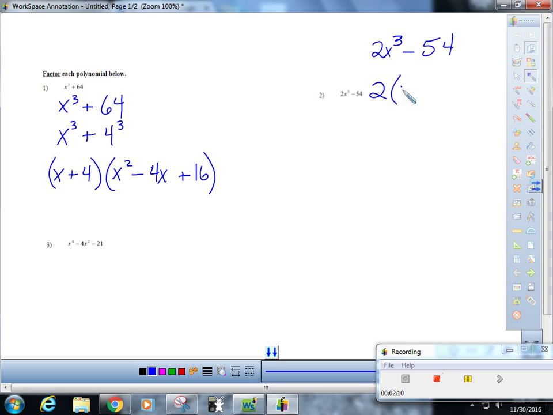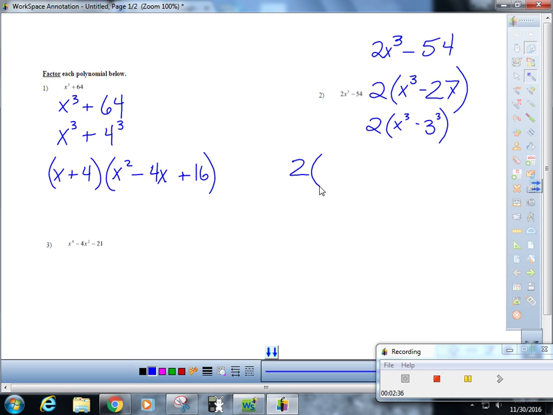We're going to factor out a 2. That leaves us with x cubed here. Aha, that's what we wanted. A 27. So 27 is a perfect cube. That is x cubed minus 3 cubed. And now it looks more like what we want. So this is a difference of cubes. I'm just going to move this over a little bit to have more room.